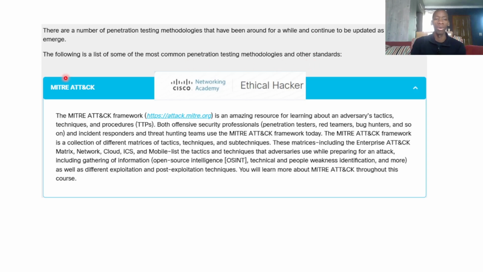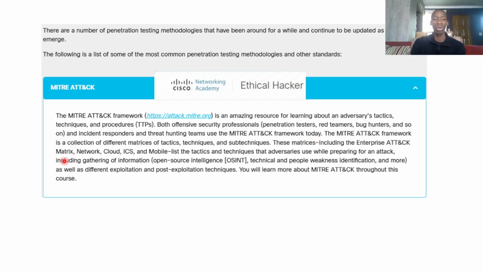Now, firstly, we do have our MITRE ATT&CK. I don't know how it's called, MITRE ATT&CK, or yeah. So this framework is an amazing resource for learning about adversary tactics, techniques, and procedures. For both attacking and also defensive or hunting teams, we use the MITRE ATT&CK framework today. Okay, so they use this framework today for both the red team and the blue team.